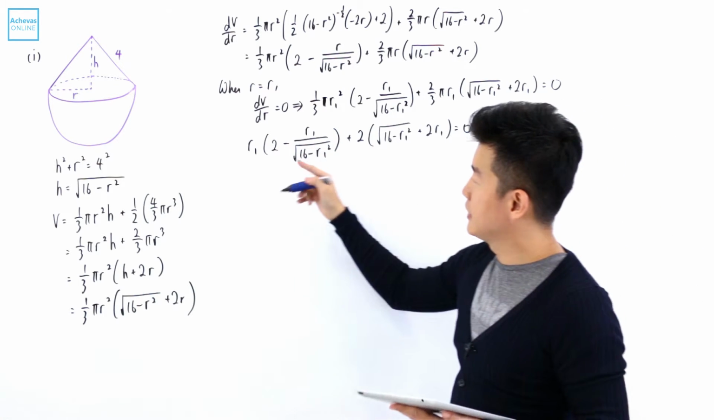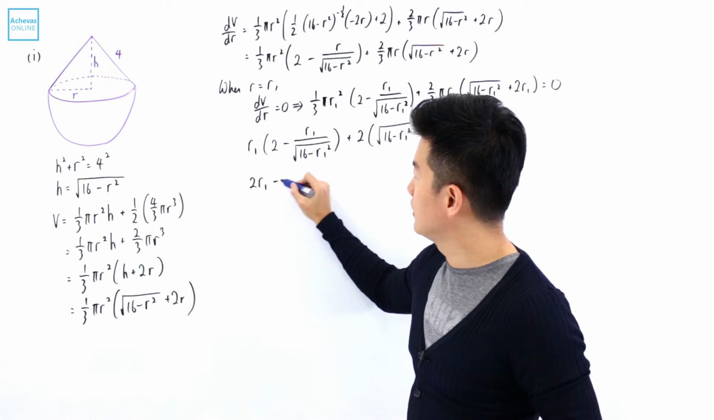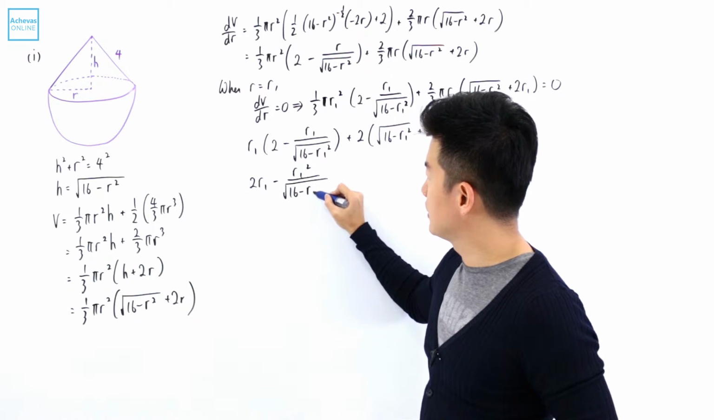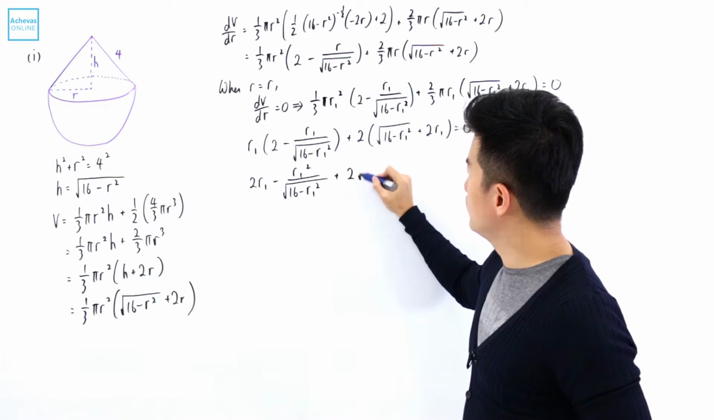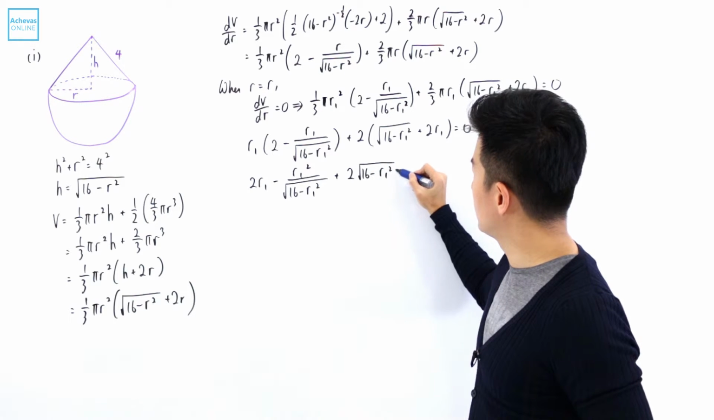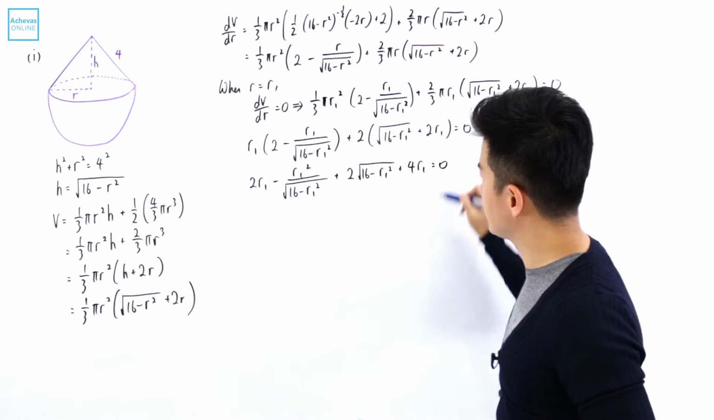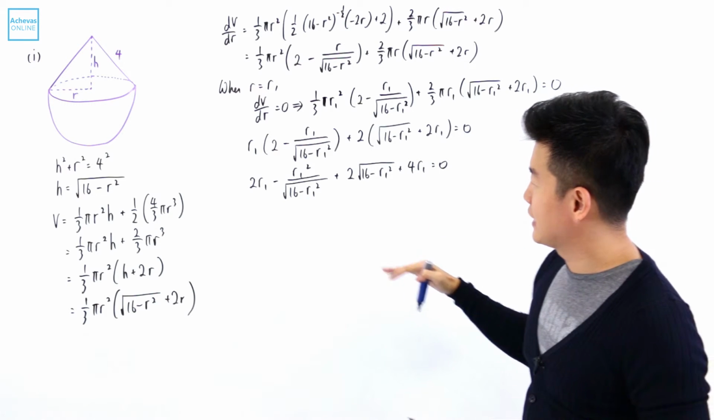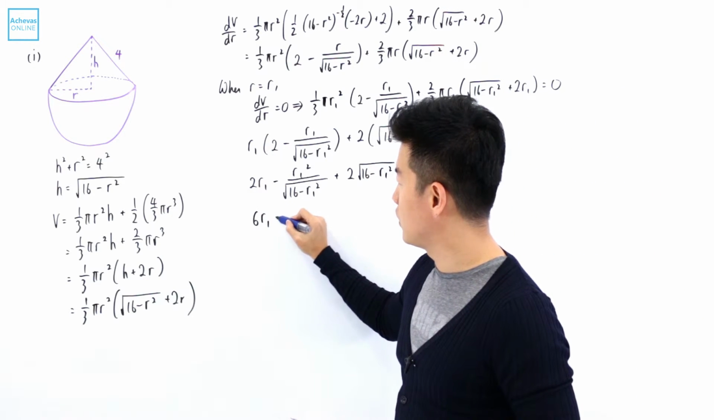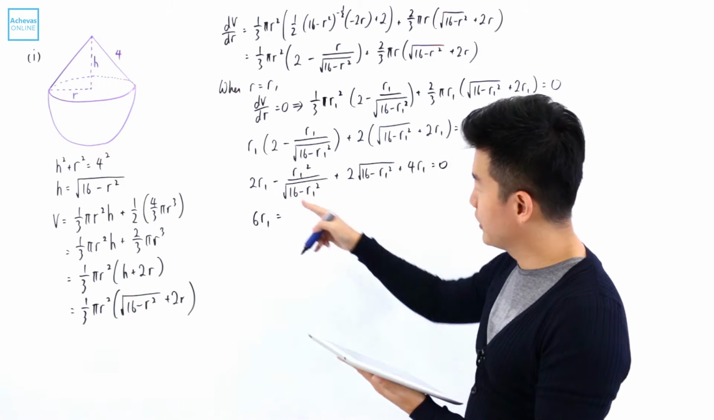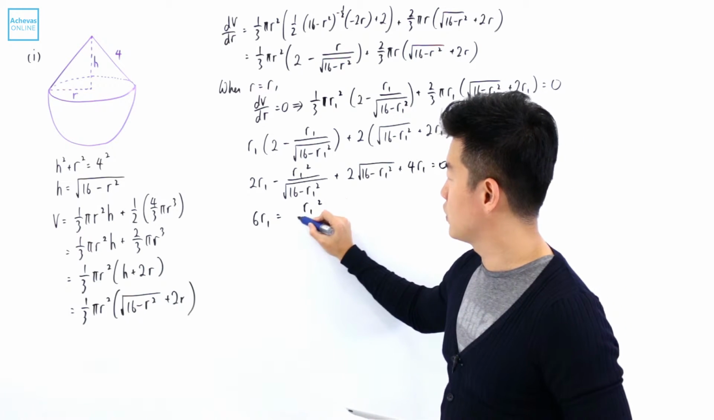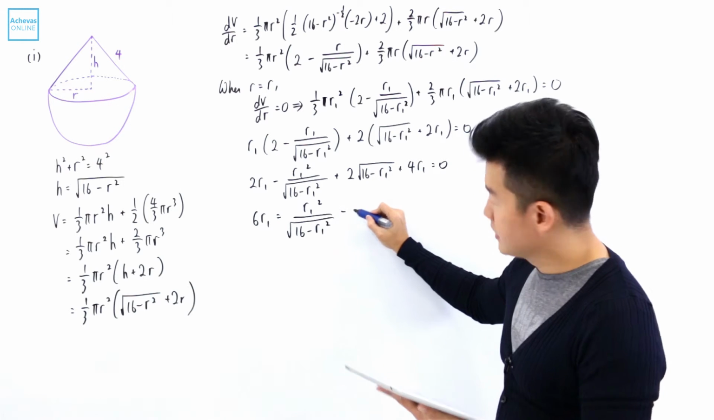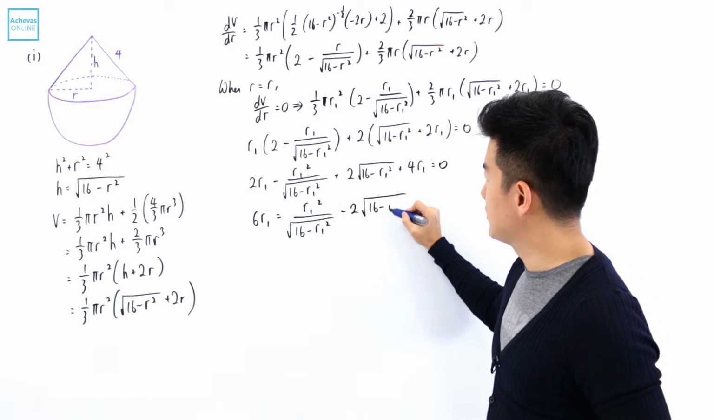Well, let's try to multiply this in. So it is 2r1 minus r1² divided by the square root of 16 minus r1², plus 2 times the square root of 16 minus r1², plus 4r1. This is equal to 0. Let me bring the square root stuff over to the right hand side. So what I have here is 6r1. This is going to be equal to, bringing the rest over to the other side, r1² divided by the square root of 16 minus r1², minus 2 times the square root of 16 minus r1².